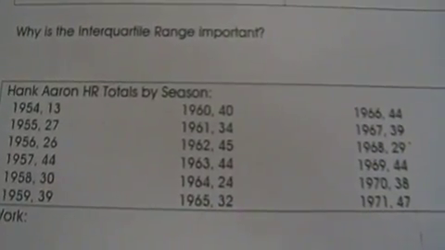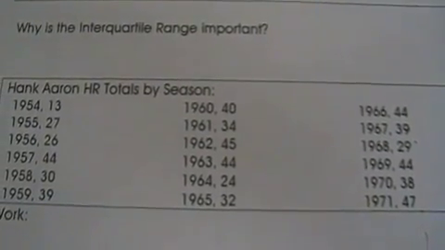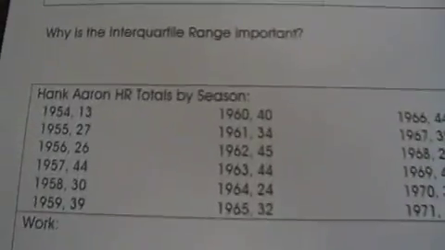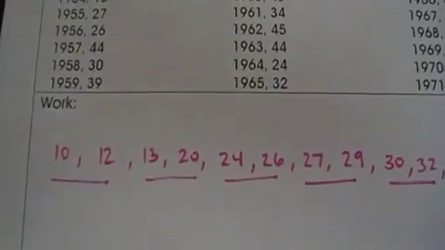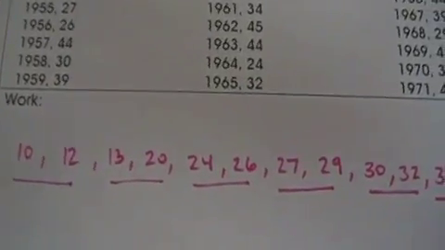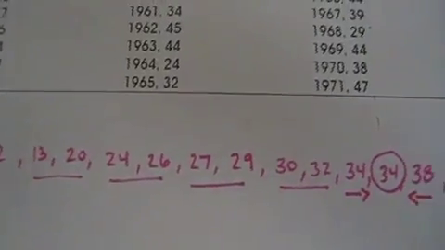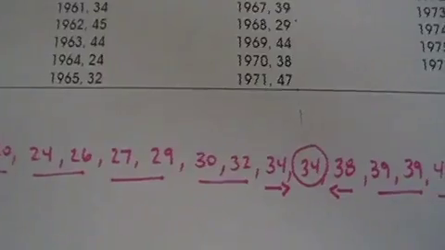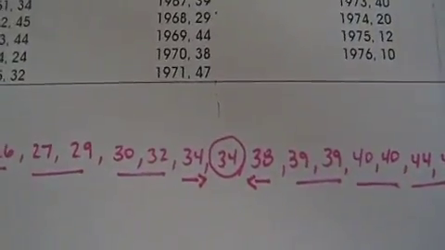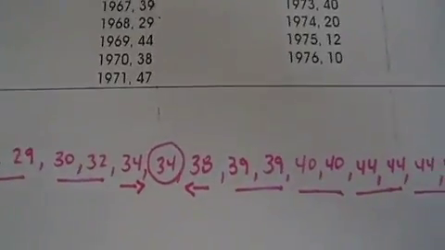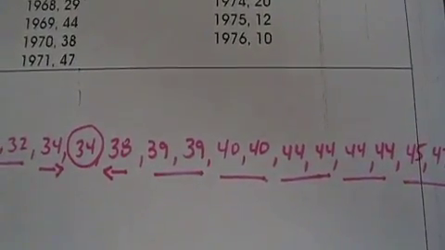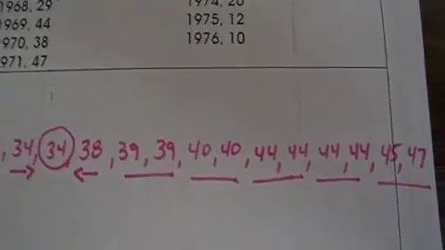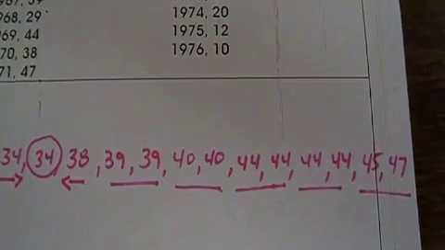The first step, if you go back to the instructions on how to create a box and whisker plot, says put the information in order. With 23 numbers here, I'm going to save you a little time and put them in order for you. The order goes 10, 12, 13, 20, 24, 26, 27, 29, 30, 32, 34, 34, 38, 39, 39, 40, 40, 44, 44, 44.